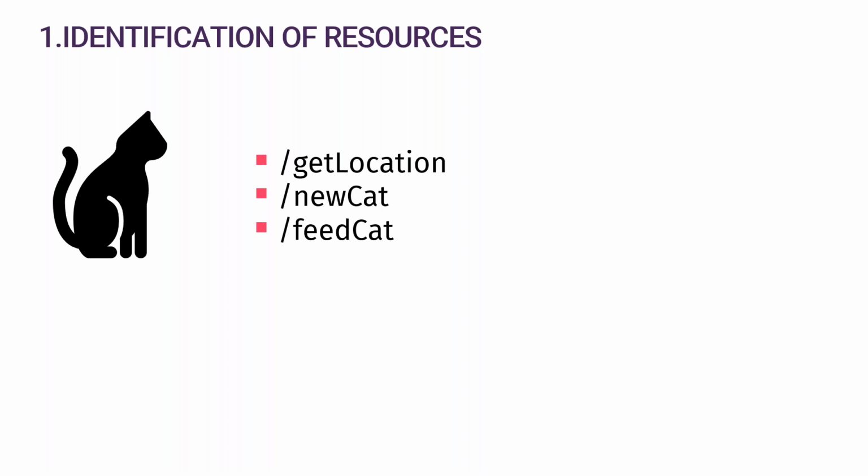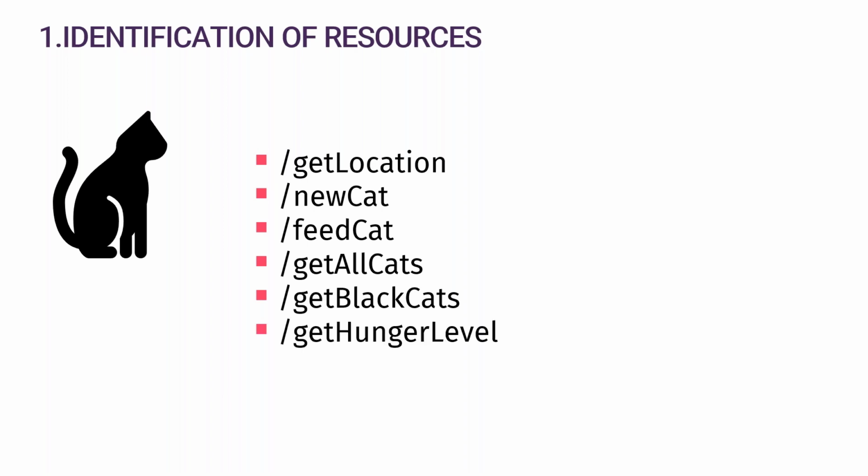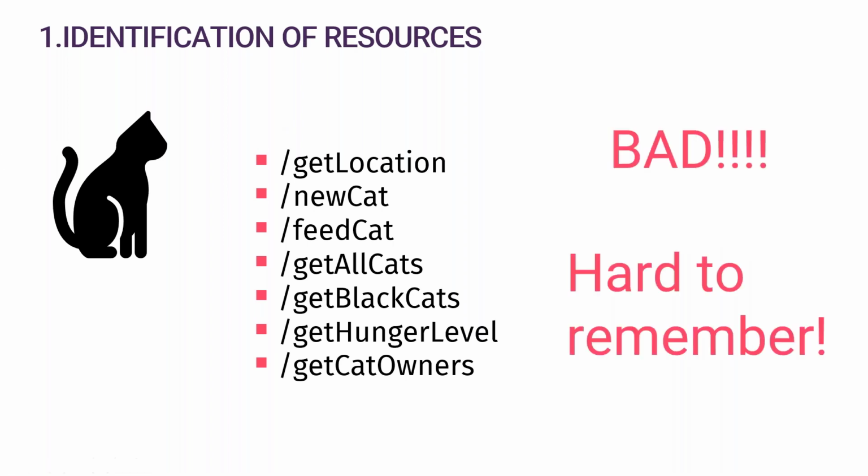Or maybe I have an automatic system that feeds cats. Or maybe I'm interested in getting all the cats in my system. Or maybe only the ones that are black. Or maybe I need to find out their hunger level. Or maybe I need to find out the cat owners. But if you look at these, you kind of need documentation, right? Because these are hard to remember and pretty bad because they are not clear. Okay, and we'll get back to the endpoints.